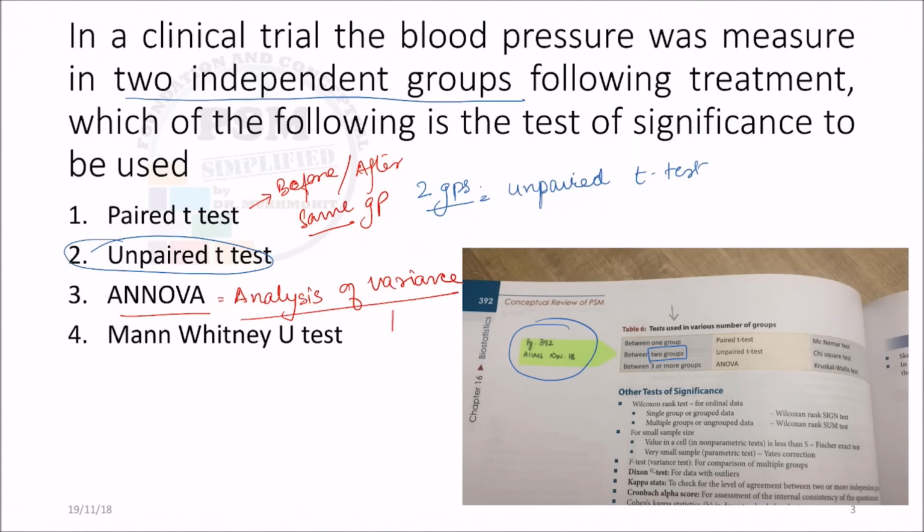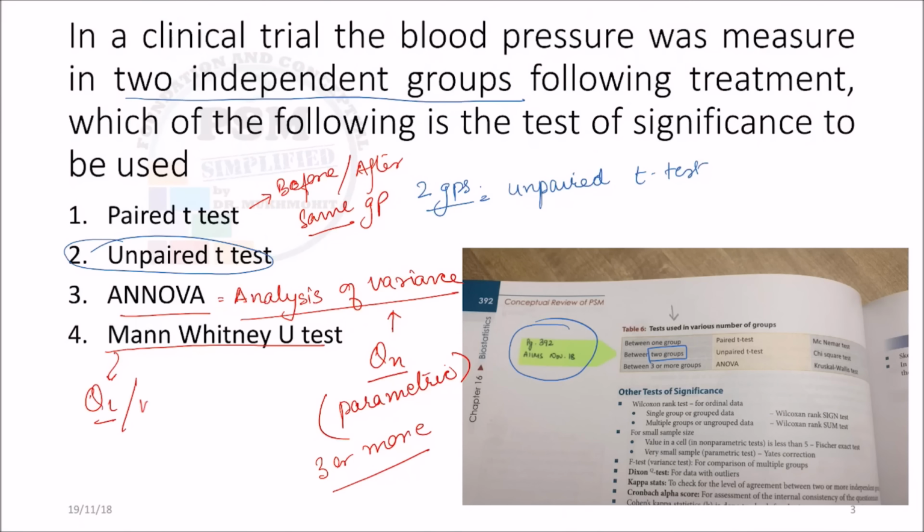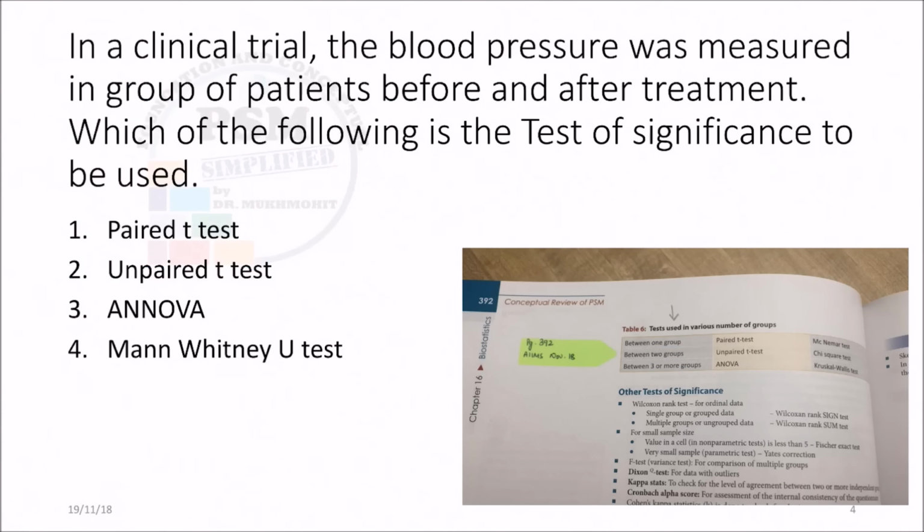When would you do a Mann-Whitney U test? The Mann-Whitney U test is usually taken up for qualitative data, or in other words non-parametric data, which is ordinal. In those areas you would go with the Mann-Whitney U test. So, question number 3.